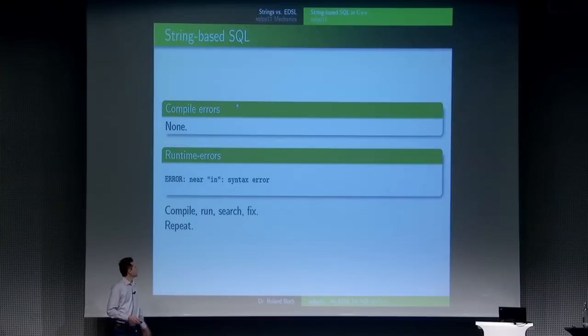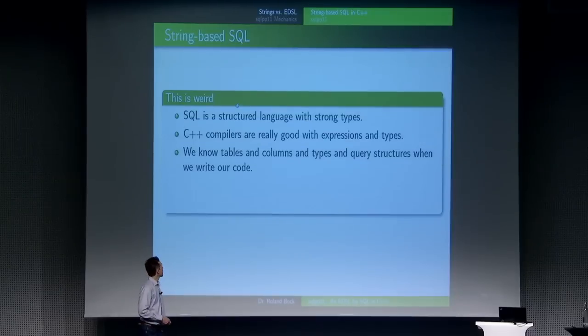But as it is, you have to compile, have no errors, you run into an error, and then you search, and then you fix, and then you repeat the whole thing, okay? And this is quite weird because SQL is a structured language, and well, actually the S in SQL stands for structured, and it has strong types. And C++ compilers are very good at structured code and very good with types. So why can't we do it in a better way?